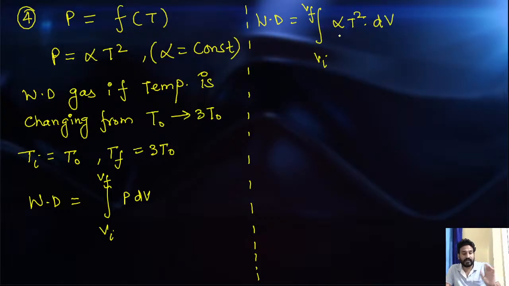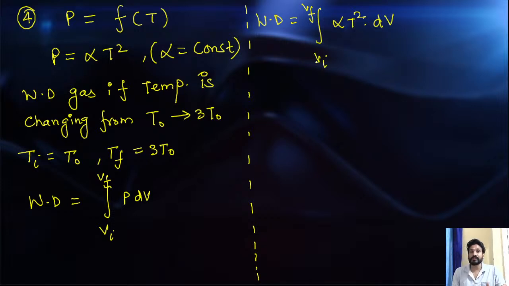Here there is no information that temperature is constant. So please do not assume by yourself that temperature is a constant quantity. See, the mistake can be like this: you put alpha T square outside the integration and just integrate dV. No, this is the wrong approach. Why? Because in the question temperature is changing, which means temperature is not a constant quantity, guys. And dV is also there, so volume is not constant here, right?